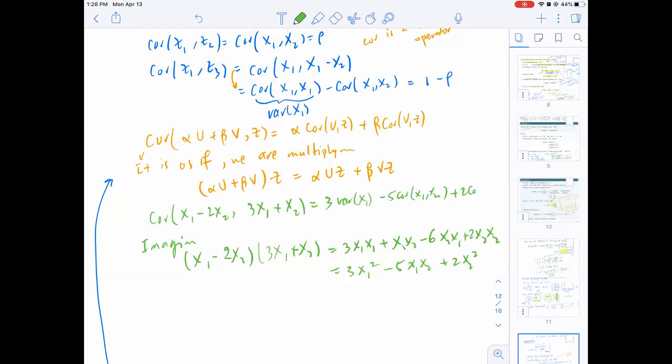Variance of x1, variance of x2. So you can treat it as if you're doing a product. Okay. Bilinearity rule for covariances. Does this make sense to people? Have you seen it before? You can do complicated covariances as long as they're linear combinations.